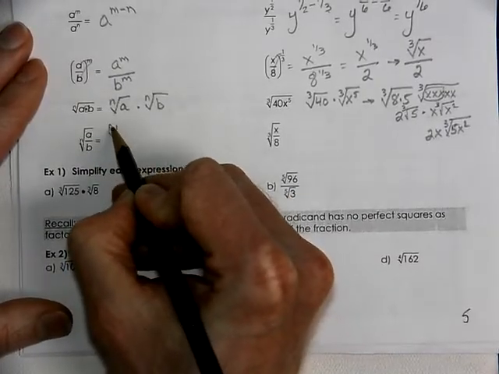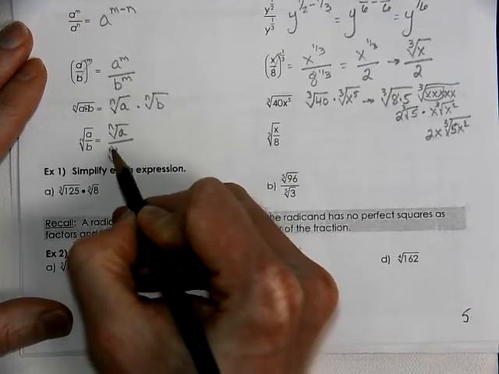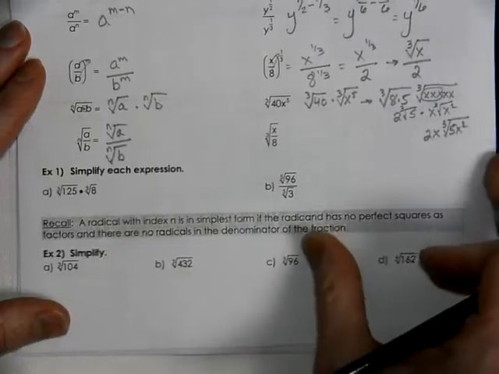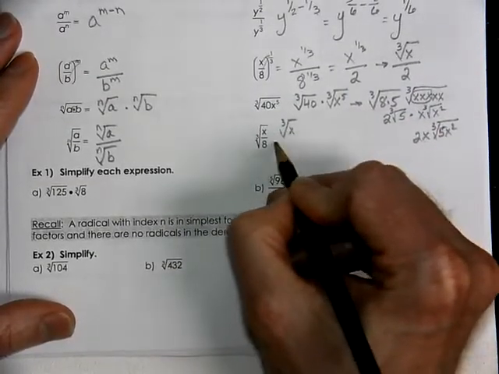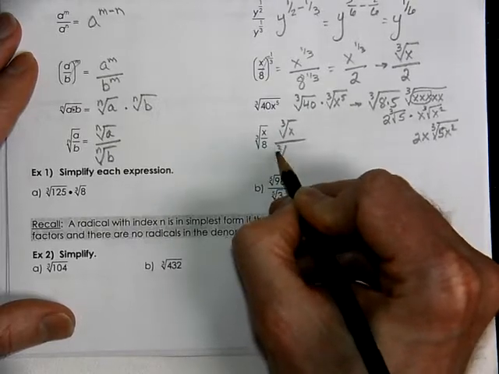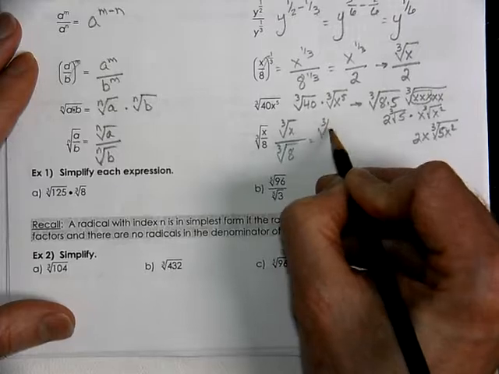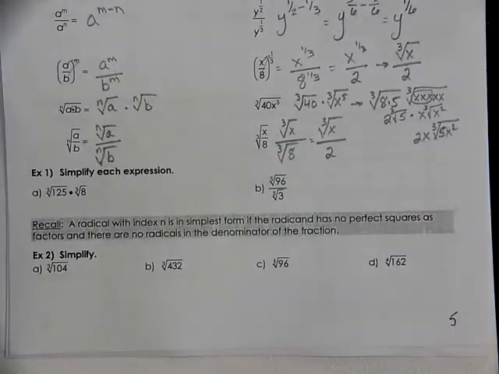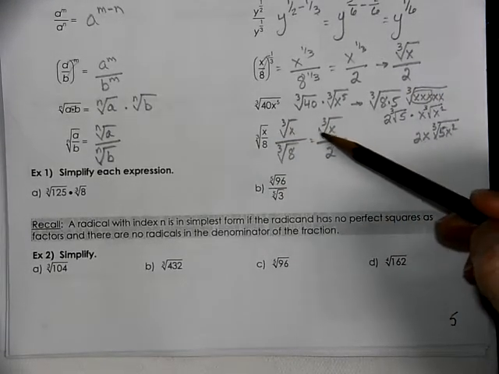Here we could take the radical of the numerator and the radical of the denominator. So we can take the cubed root of x and we can take the cubed root of 8. We know that the cubed root of 8 is 2. Because the question started with a radical, we would write our final answer with a radical.